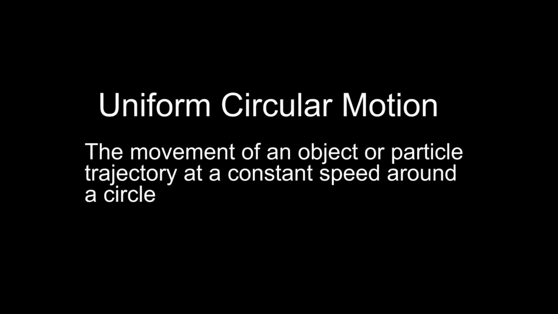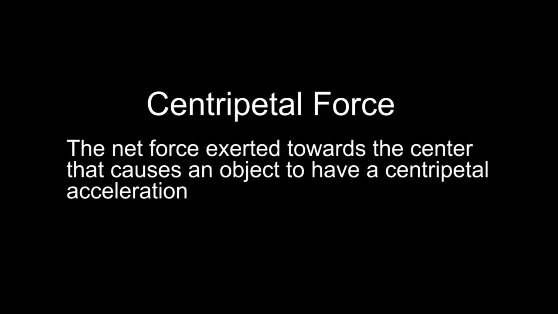Uniform circular motion: the movement of an object or particle trajectory at a constant speed around a circle. Centripetal acceleration: the acceleration towards the center of the circle. Centripetal force: the net force exerted towards the center that causes an object to have a centripetal acceleration.